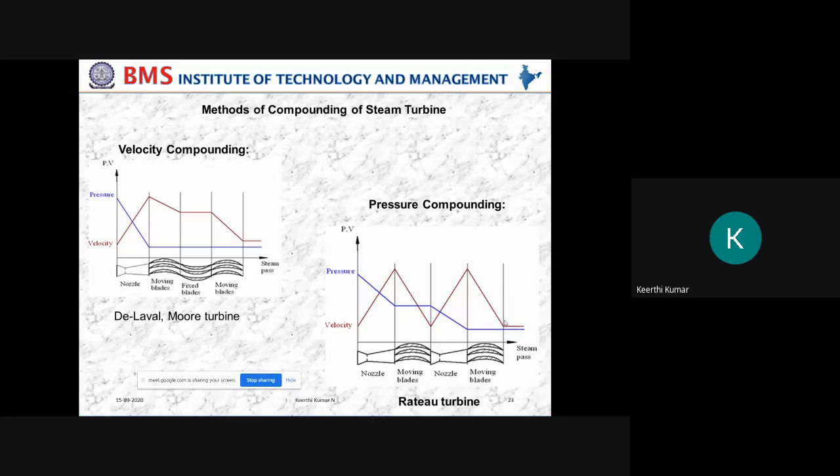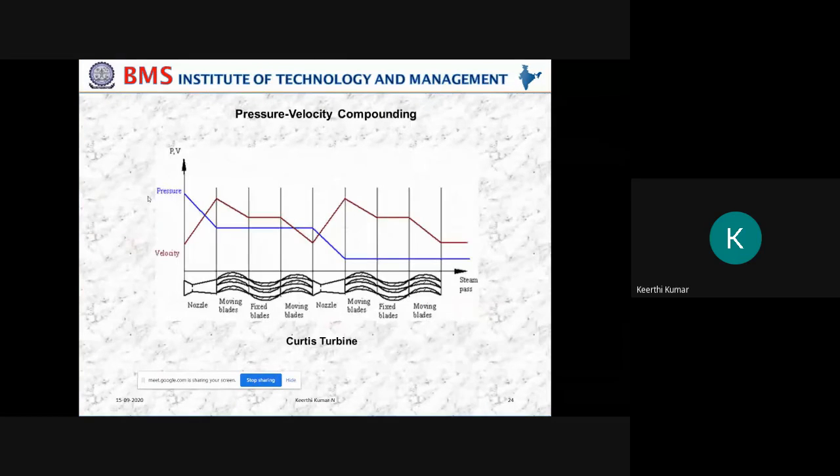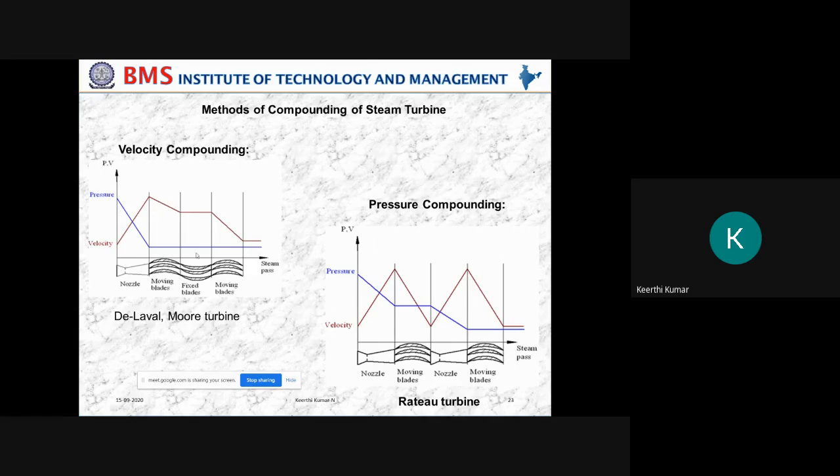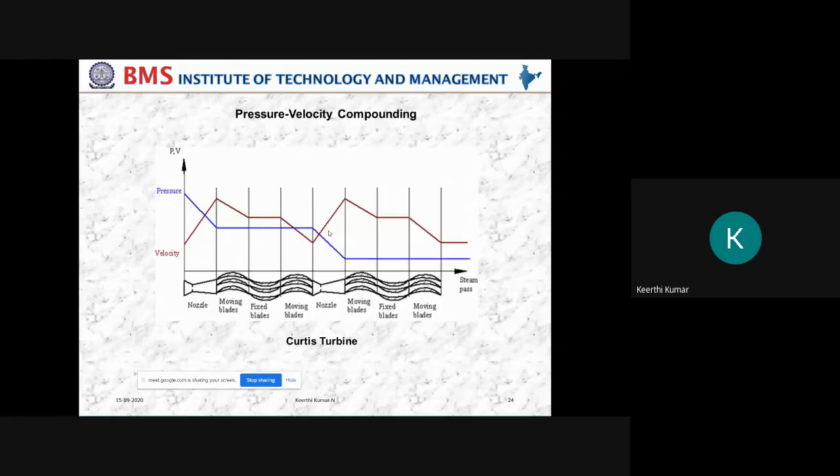The exit condition is called condenser pressure or condenser condition, and the inlet conditions are called boiler conditions. Here also, the inlet condition is called boiler condition, and the exit condition is called condenser condition or condenser pressure. And here how is it arranged? Nozzle. It is nothing but two sets of velocity compounding. You observe the velocity compounding turbine: velocity is reduced, pressure is constant. This is one set, and if I divide this, the other will become another set.